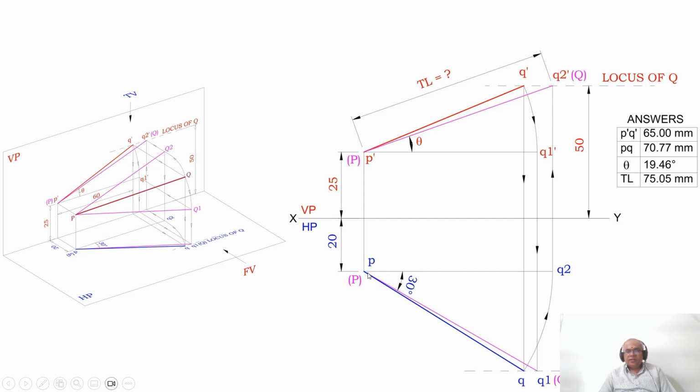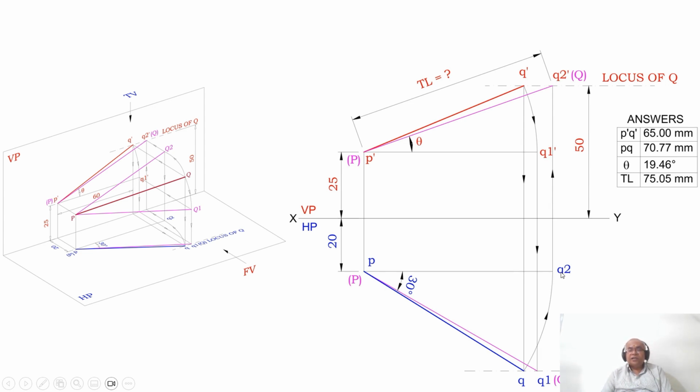Now I need to find the true length in the front view. To find the true length in the front view, with P as center and PQ as the radius, you have to rotate so that both P and Q2 are in front of VP by 20 mm. So here, with P as center, taking the radius of PQ, you rotate such that both P and Q2 are in front of VP by the same distance. P has 20, and here also from the XY line to Q2 we are going to get 20 mm in front of VP.